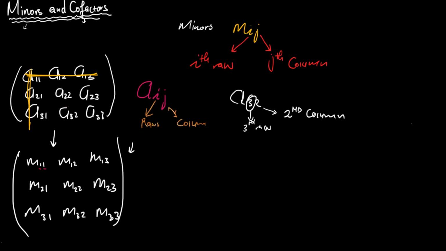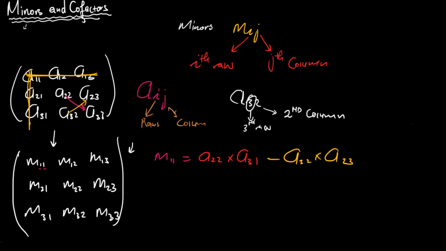So for M11 we're going to have A22 multiplied by A33, and then we're going to subtract A32 multiplied by A23.